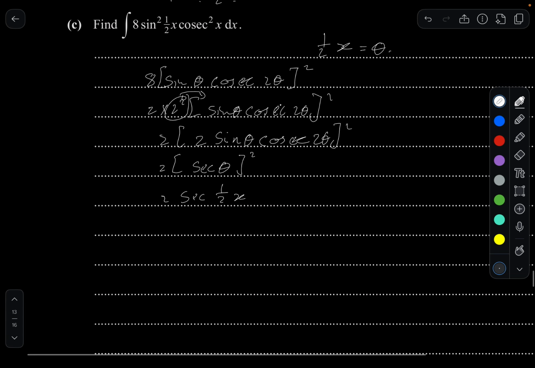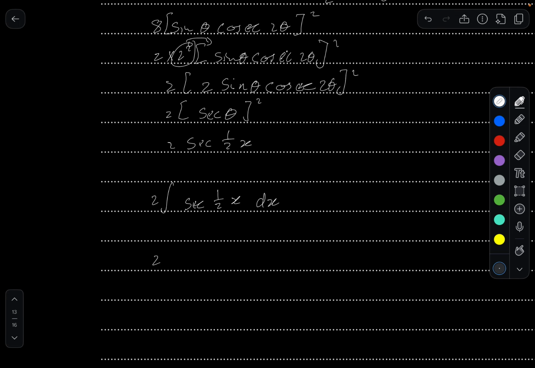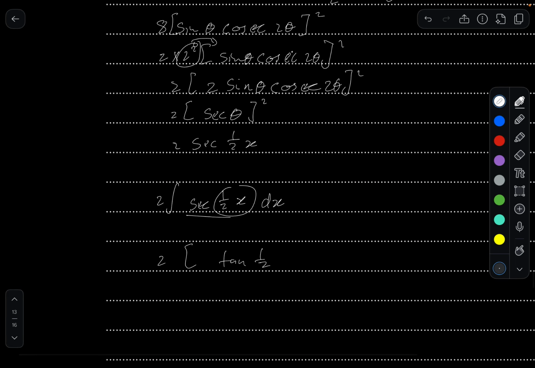Now I'm going to integrate this part. That's the part I need to integrate. So I say 2 sec half of x dx. Then what I need to do is divide by the derivative of the inner part, which is basically a half. The integral of sec is tan, so it will be tan of half of x, divided by half.